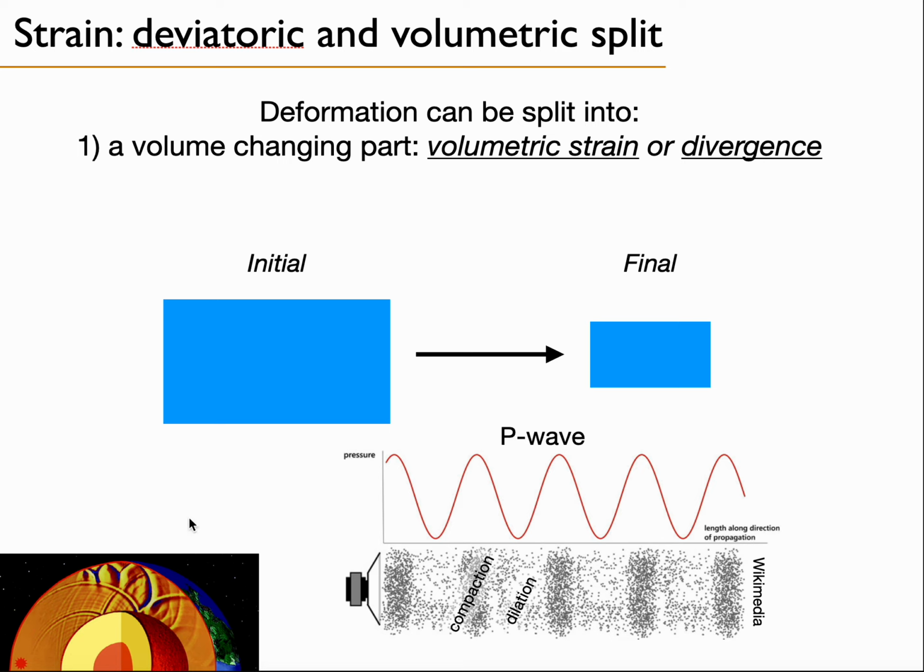It's also the case for a pressure wave. So when a pressure wave travels in the air or in a rock, it is locally compacting the material, making it denser, and dilating the material, making it lighter. Of course, with a very tiny change of density in that case.